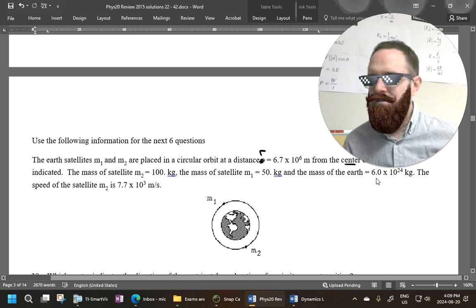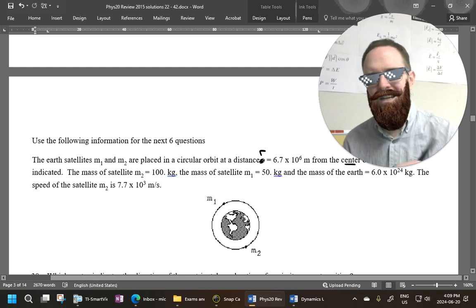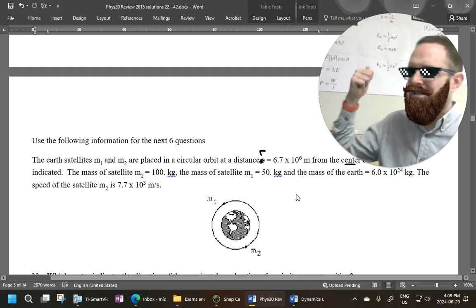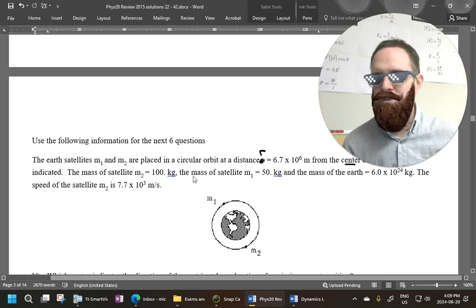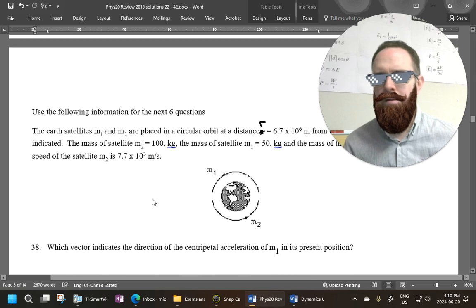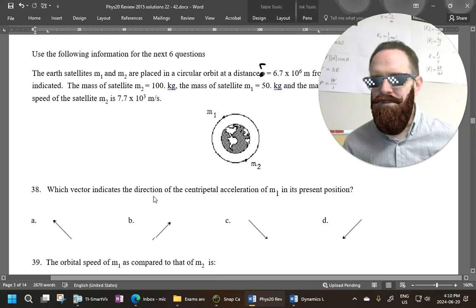The mass of the Earth is that. No, it's not, but we'll just use it. Remember, it's 5.97 times 10 to the 24. It's on your formula sheet. And the speed of the satellite is 7,700 meters per second. Satellite 2. Okay. Which vector is the direction on M1 at this point?